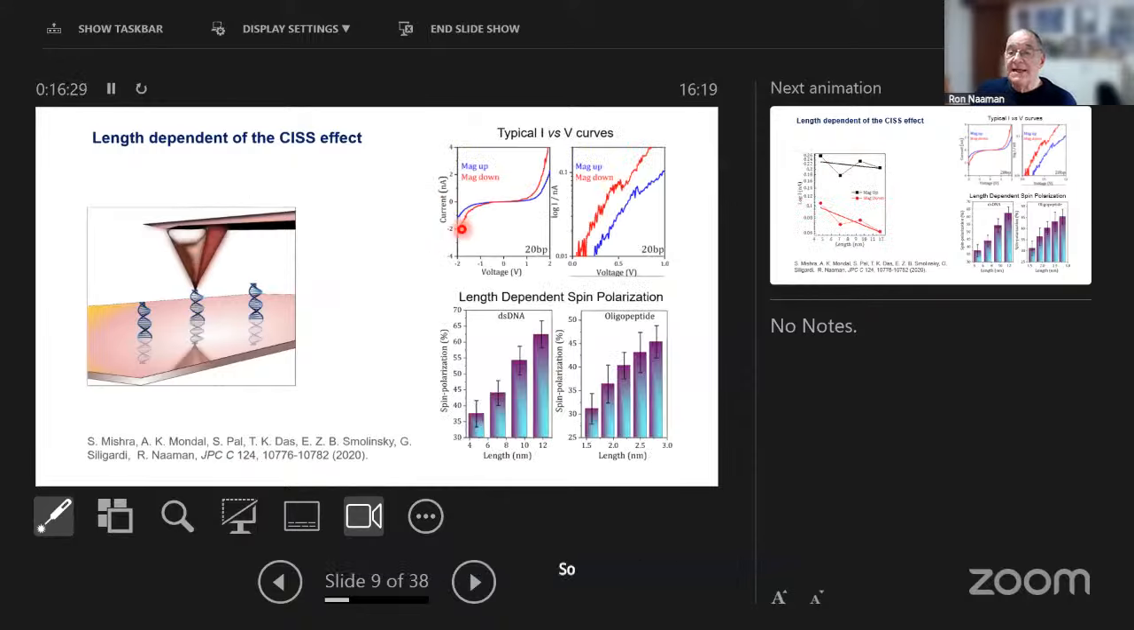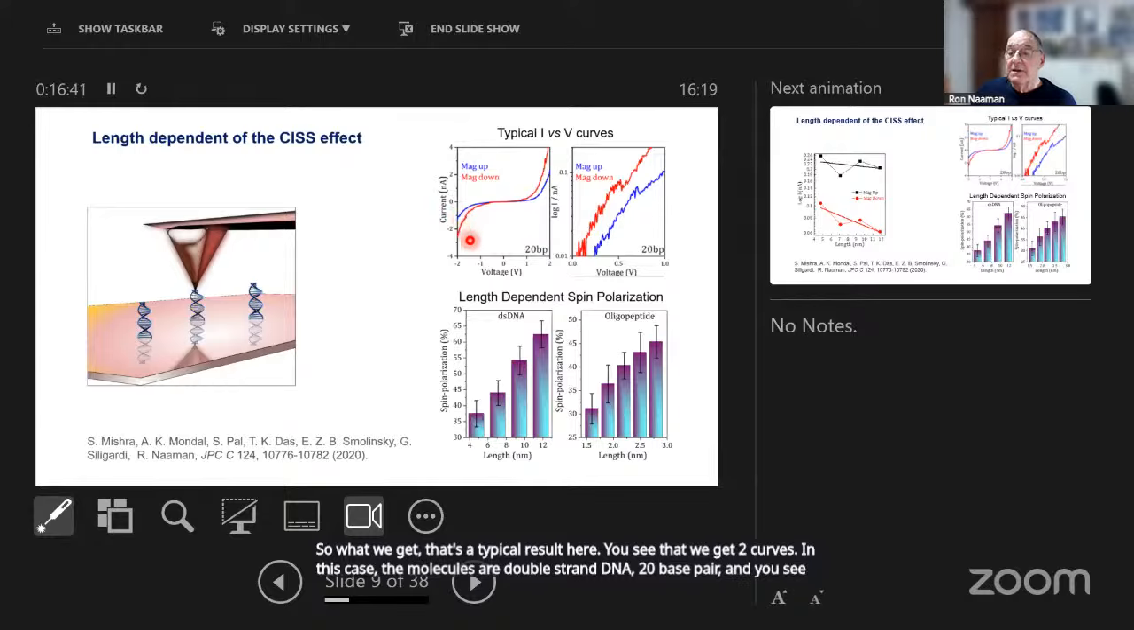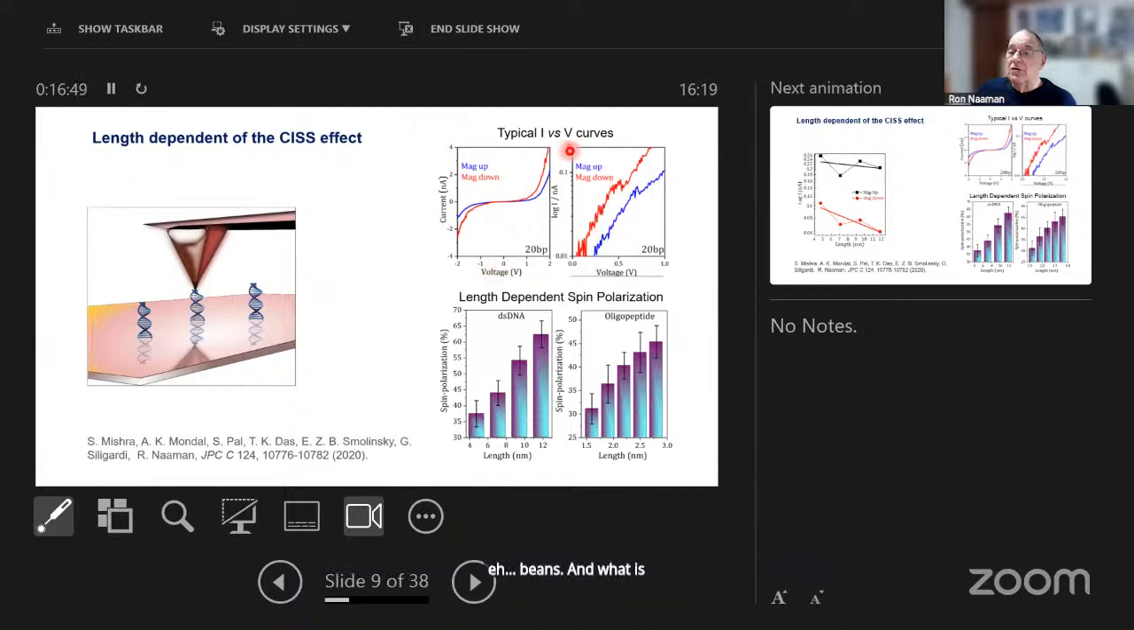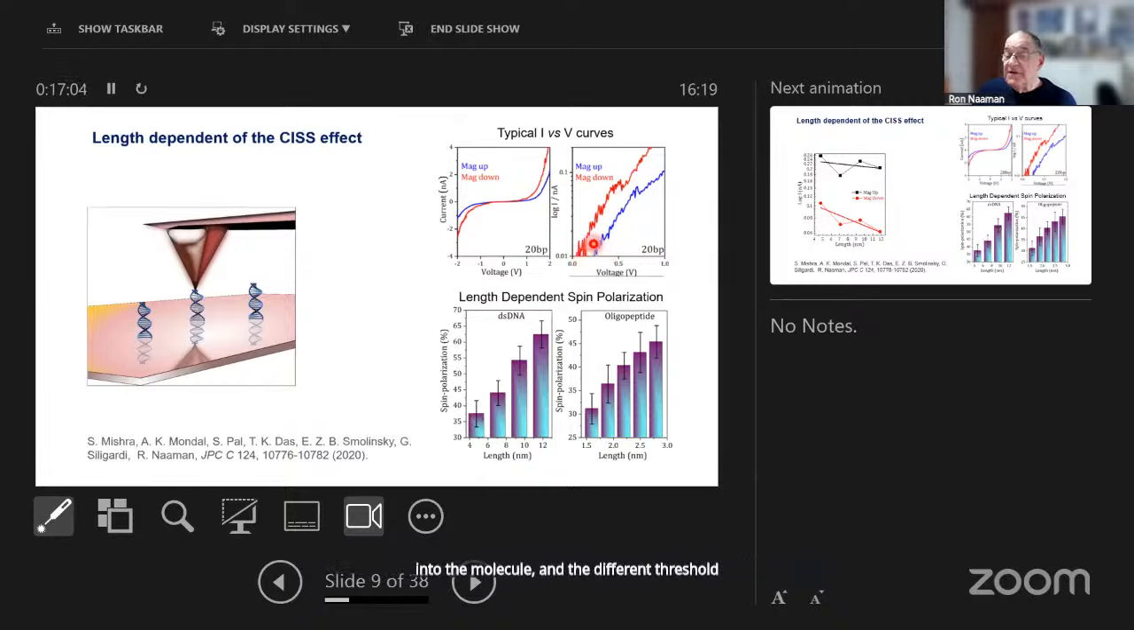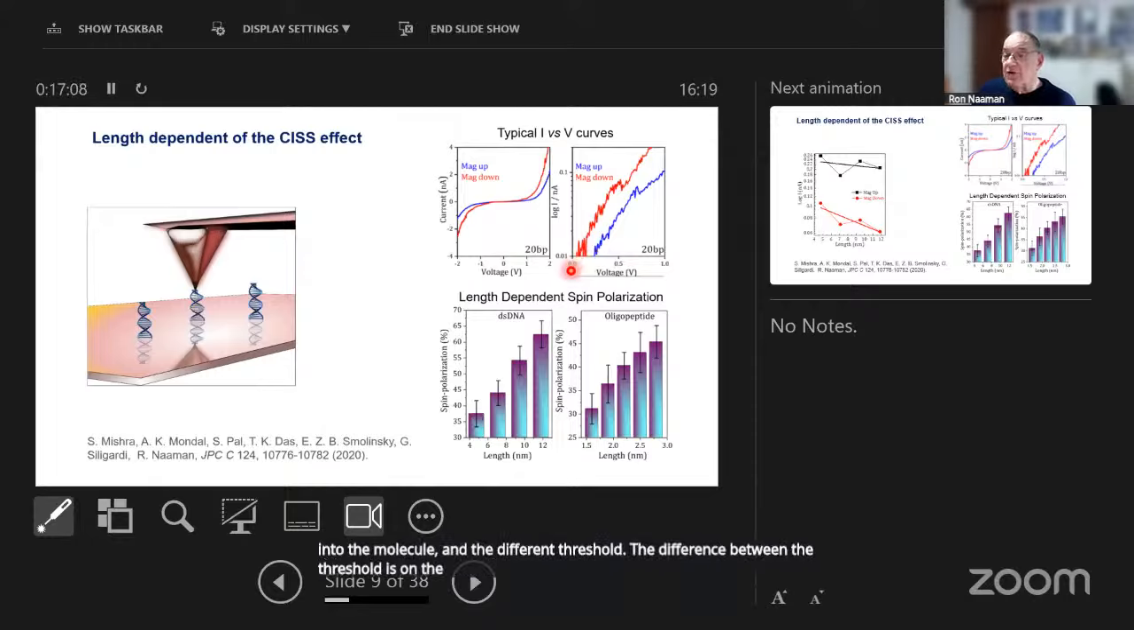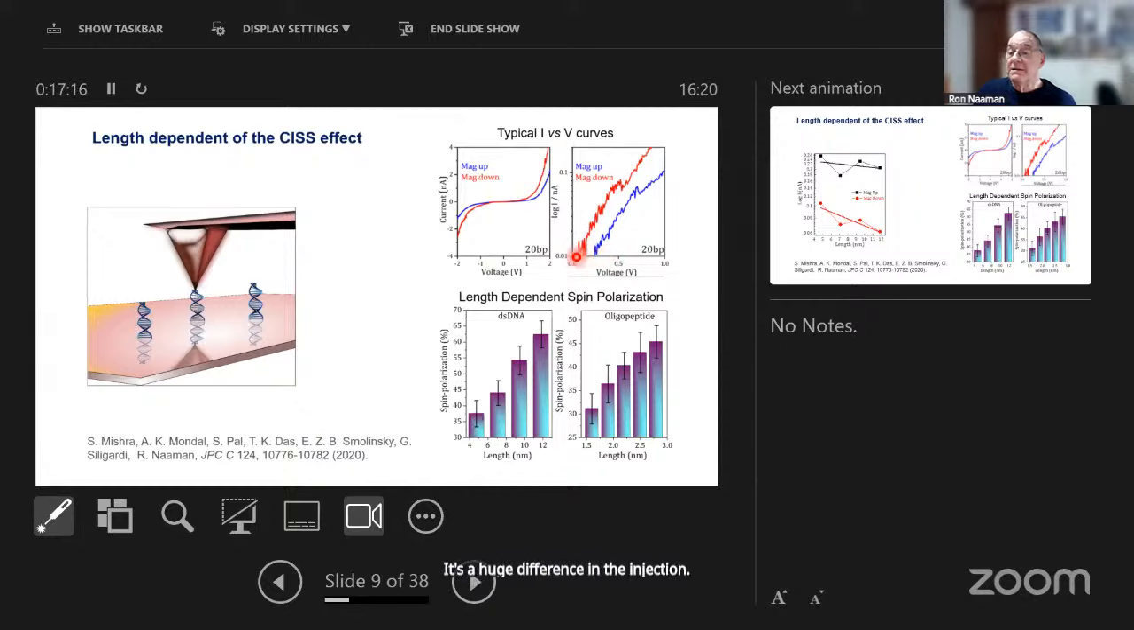So what we get, that's a typical result here. You see that we get two curves. In this case, the molecules are double-strand DNA, 20 base pair, and you see very different curves for the two spins. And what is really amazing, when we look at the half-log graph, we see that there is a different threshold for injecting one spin and the other spin into the molecule. The difference between the thresholds is on the order of 100 milli electron volt. It's a huge difference in the injection barrier into the chiral molecule. And this is basically twice the effective spin-orbit coupling in the system.